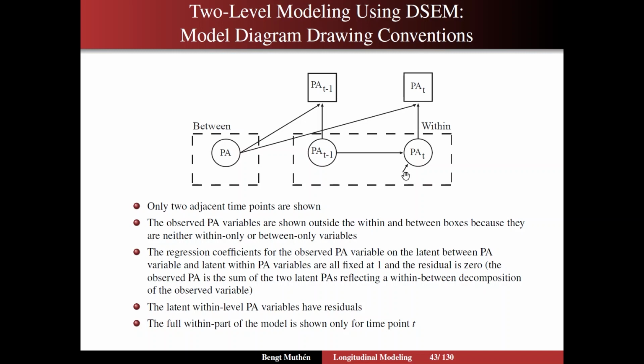Now, note also the last convention here, that the full within part of the model is shown only for the later time point, for this time point. We have a residual also for the earlier time point, but we don't draw that. So everything in the model, for instance, or later on a random variance, is drawn for the last time point here, but it exists throughout the series, going backwards and going forward. It's just a convention.